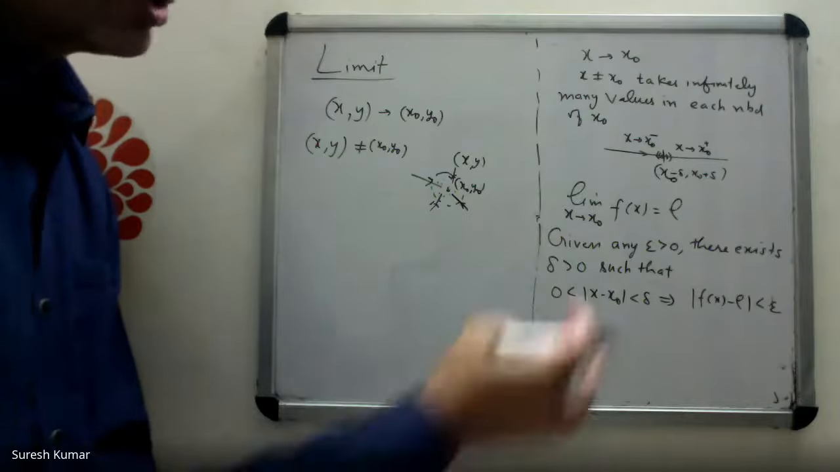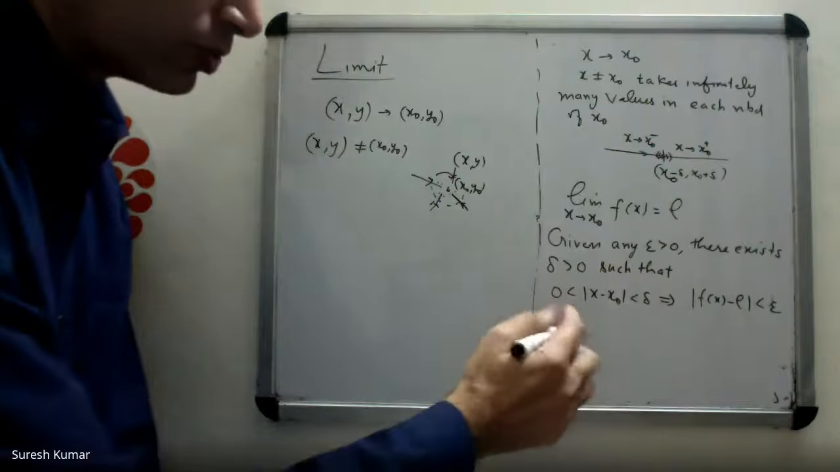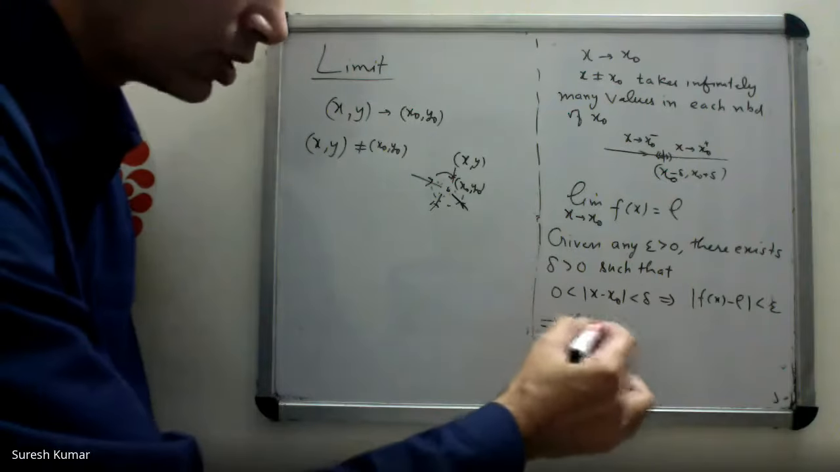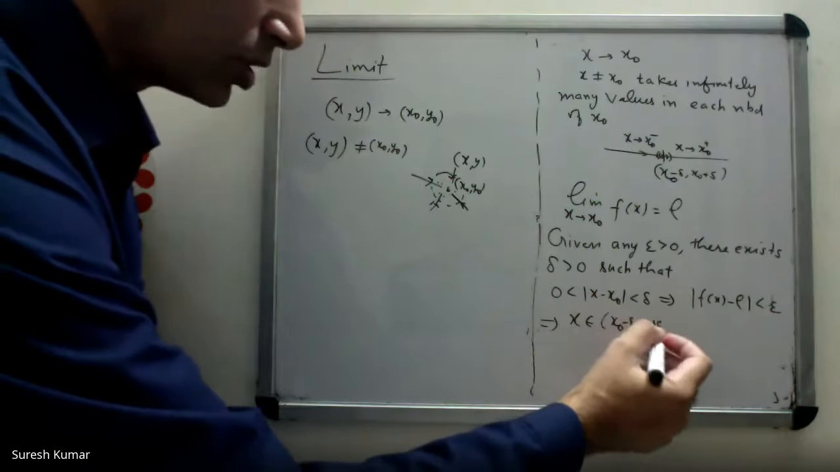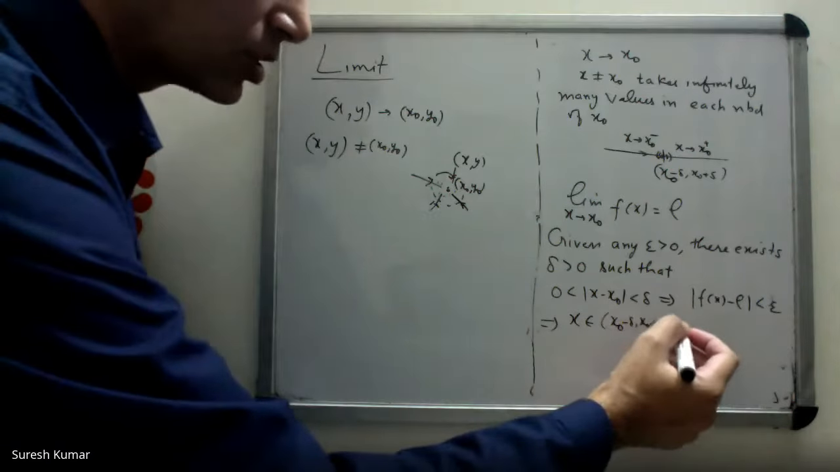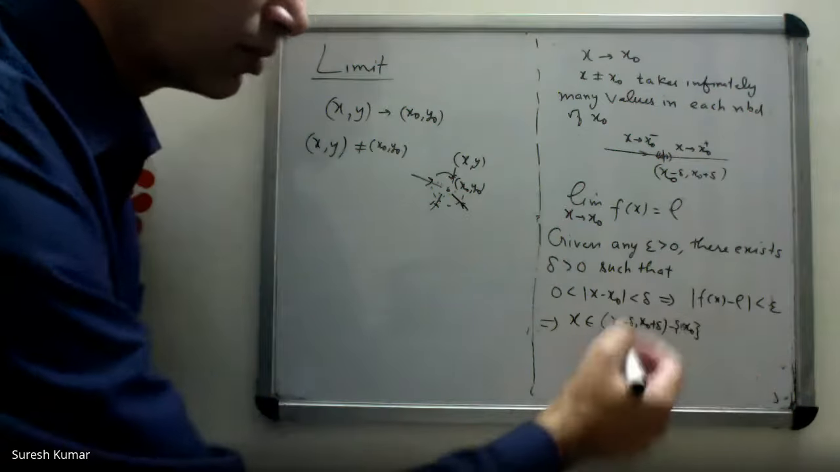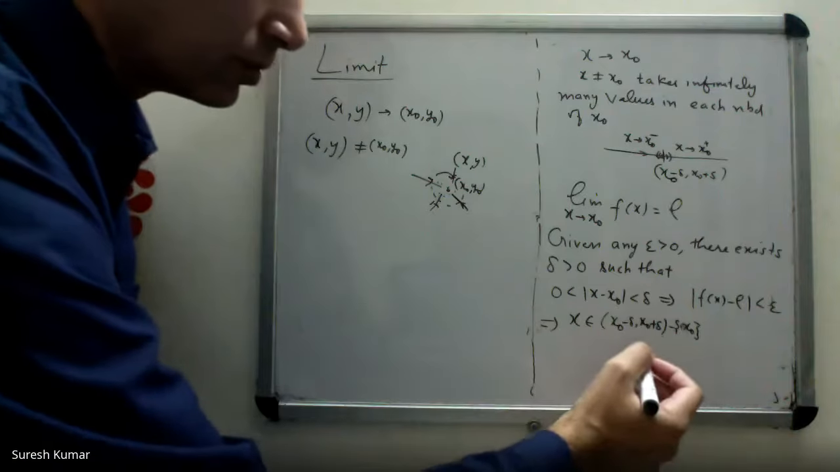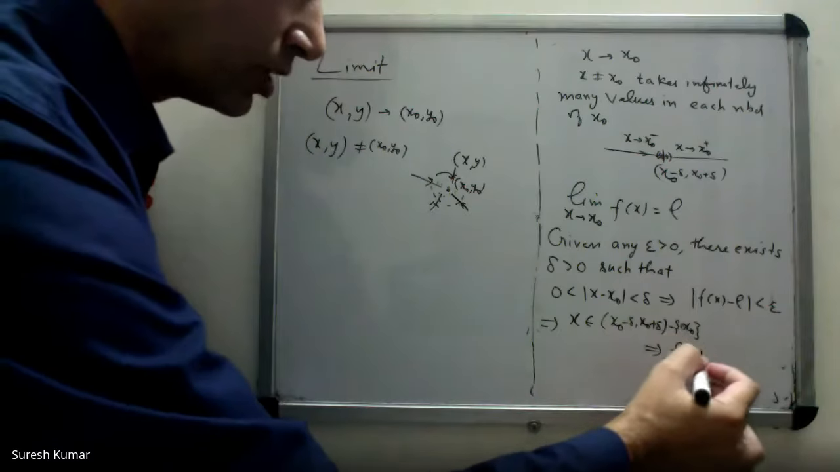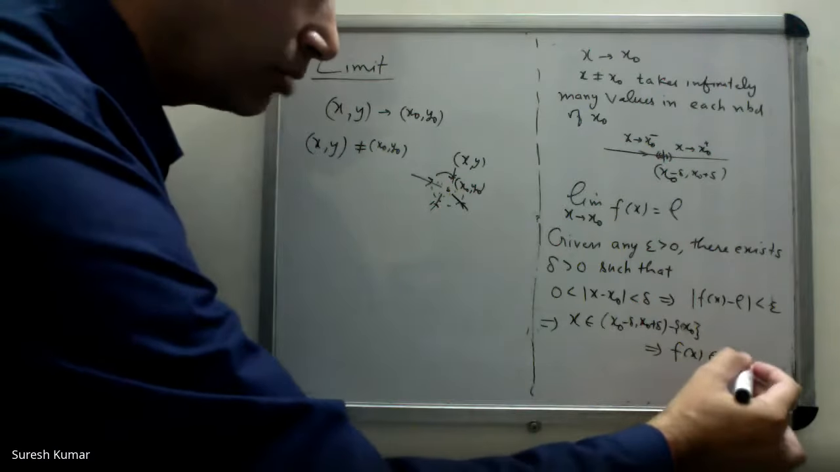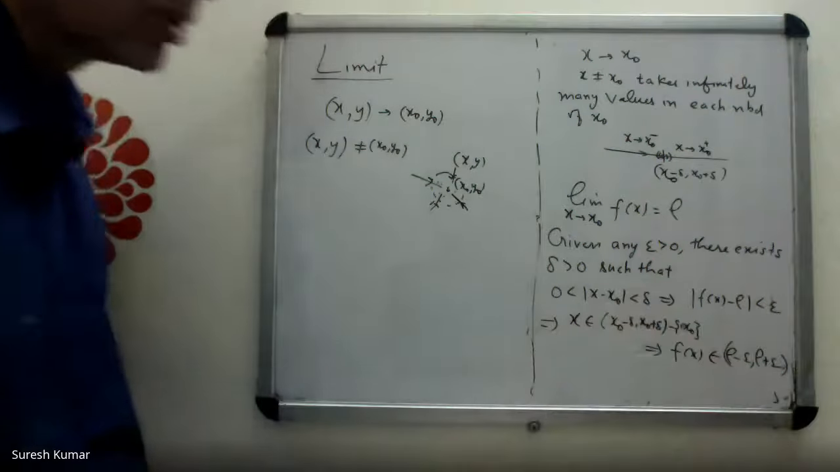So what is the definition? Given any epsilon positive, there exists delta positive such that whenever x belongs to which interval? x naught minus delta to x naught plus delta, excluding x naught, of course. Whenever x belongs to this interval, the corresponding values of f(x) should lie in which interval? L minus epsilon to L plus epsilon. You can read this statement like this.